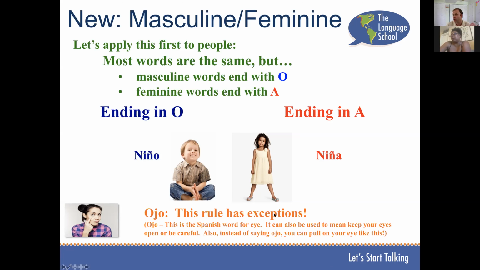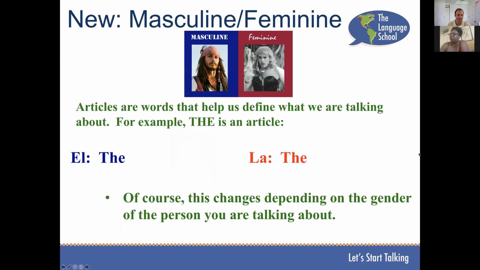This rule has exceptions to it. We're going to learn words that end with A that are masculine and words that end with O that are feminine. But they're very, very few and far between. Okay. For the time being, you can pretty much generalize this and apply this rule to things. All right.